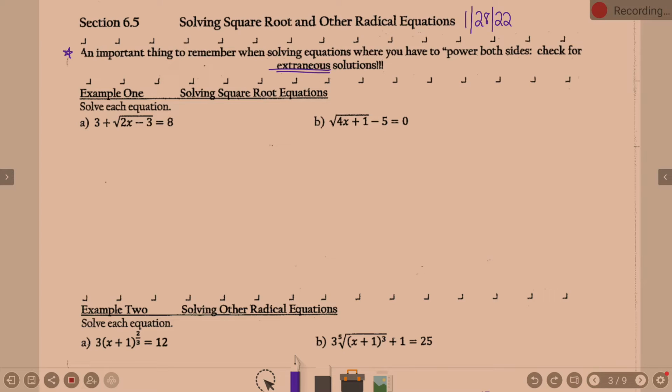There are certain sections, I feel like there's a specific section on the back that is more prone to have extraneous solutions, but we're just going to want to be aware of that. Okay, so example 1. These first square root equations we're going to solve just have one square root. And our job is to, of course, solve for x.